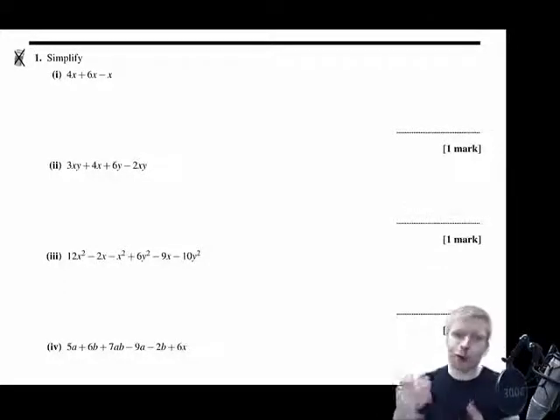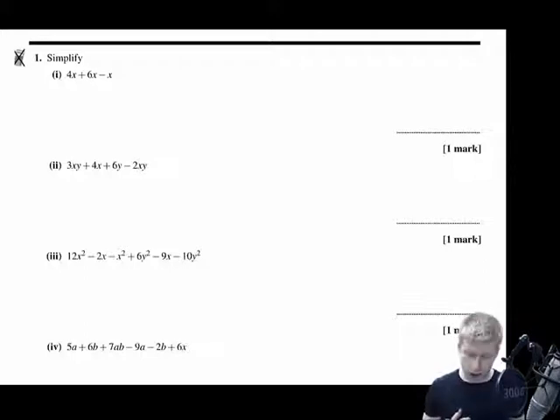Hello, so let's actually talk through examples of simplifying expressions. Let's have a look at number 1. We have 4x plus 6x take away x. Now, are you happy that they are all like terms because they all have just an x in?